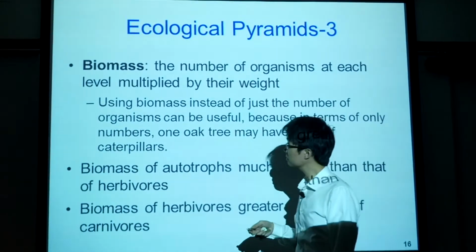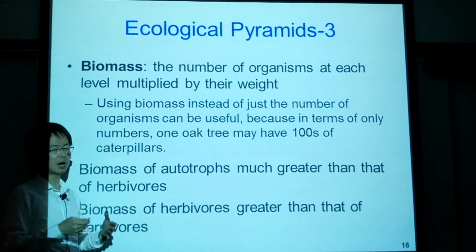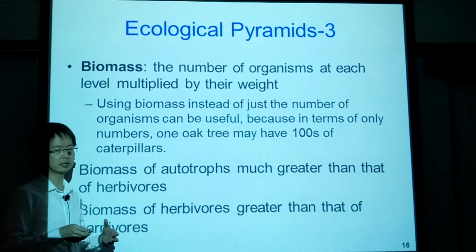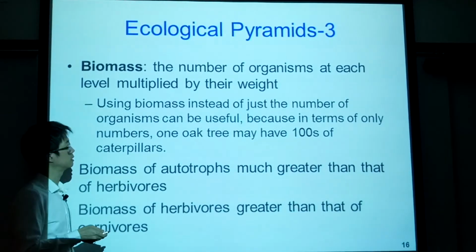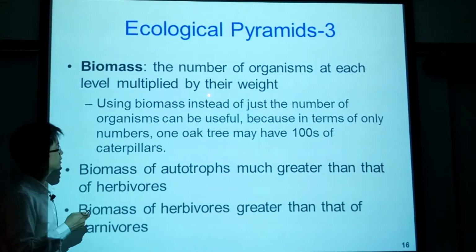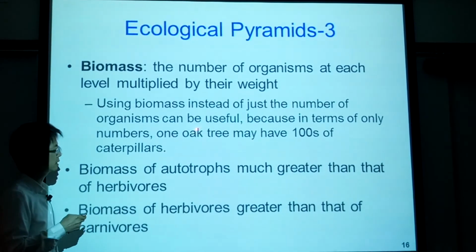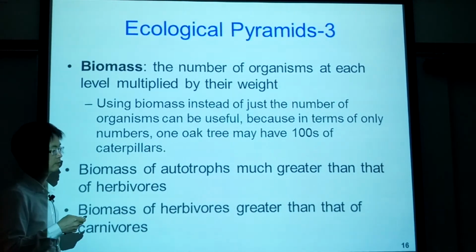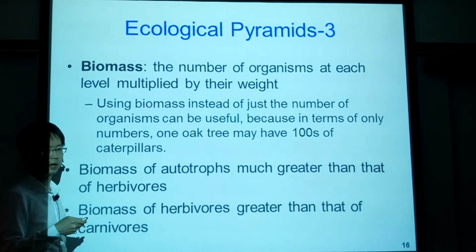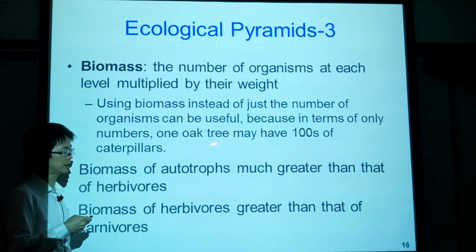Biomass. Other than energy, we can use the mass of that living organism as a way to construct the pyramid. By the weight or by the mass, we use the mass instead of the number because mass is more accurate in the sense that, for example, one oak tree can have 100 caterpillars, but which one has a heavier weight or larger mass? Of course, one oak tree has a larger mass than 100 caterpillars.